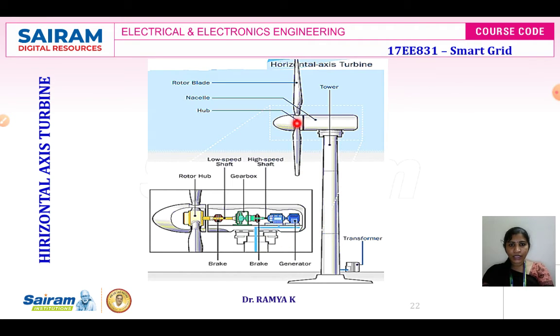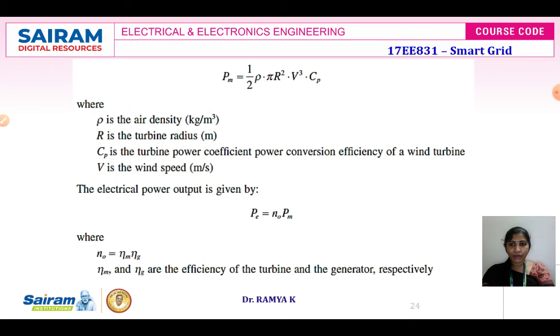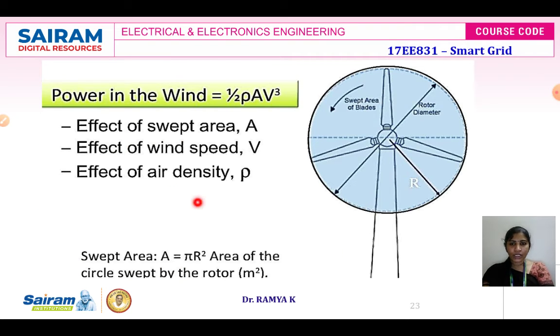It is the example, it is the diagram showing the horizontal axis turbine. You can see here the hub, to the hub the wind blade is connected horizontally. The power generated in the wind is given as half rho A V cubed. Rho is nothing but your air density. Area A is the swept area. V is going to be the wind speed velocity. Swept area is given as pi r square.